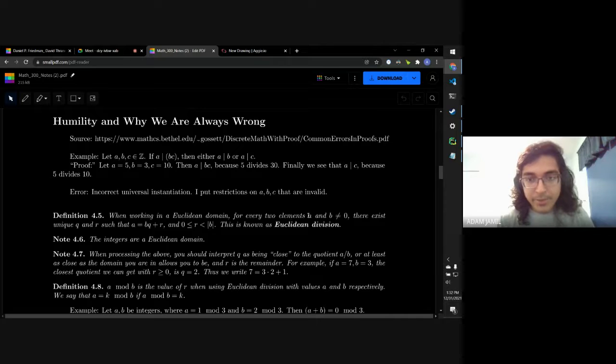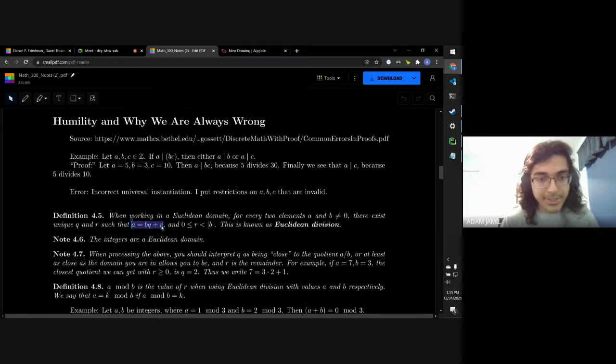And for every two elements, a and b, where b is not 0, we can do a so-called division. This is not always going to look the way you think it does for division. But when we work in the integers, for these two a and b, there's always a unique q and r such that a is equal to bq plus r, and r is bounded by the absolute value, or whatever metric we put on the space, applied to b.